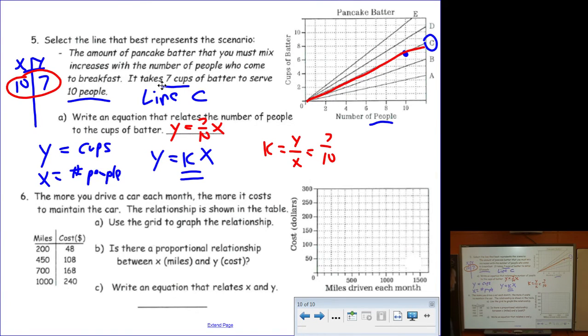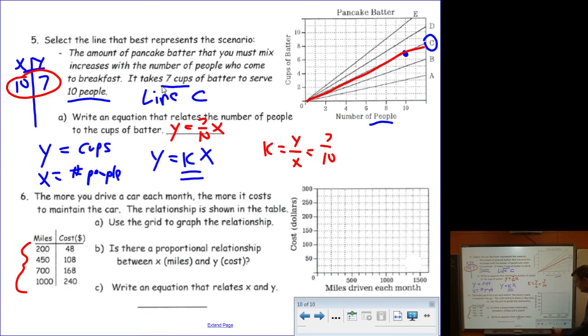And last up, the more you drive a car each month, the more it costs to maintain the car. The relationship is shown in the table. Use the grid to graph it. All right, so I need to use the grid and graph these ordered pairs.